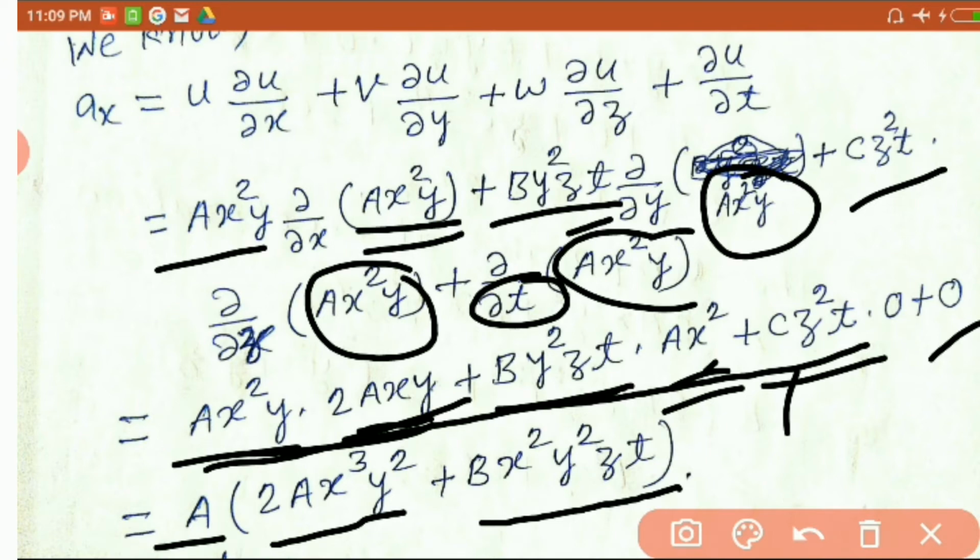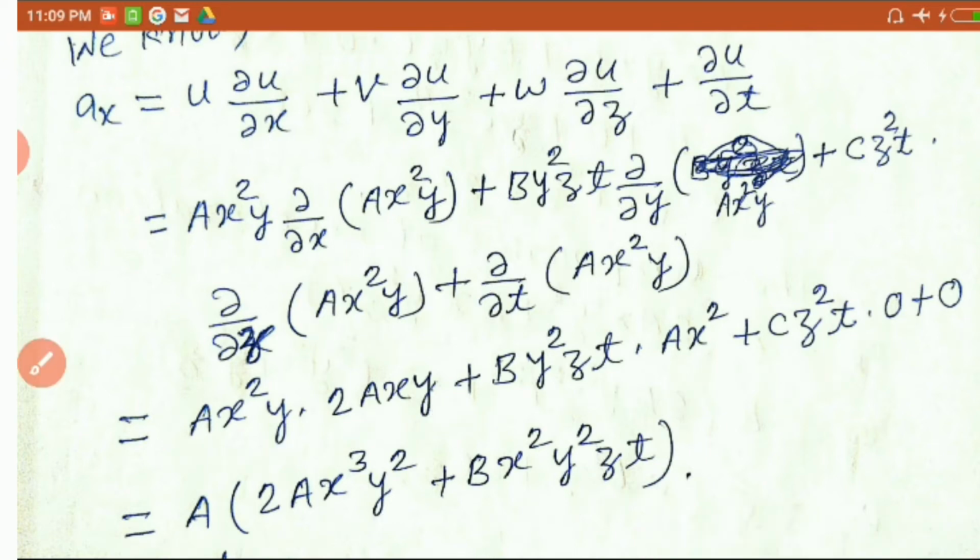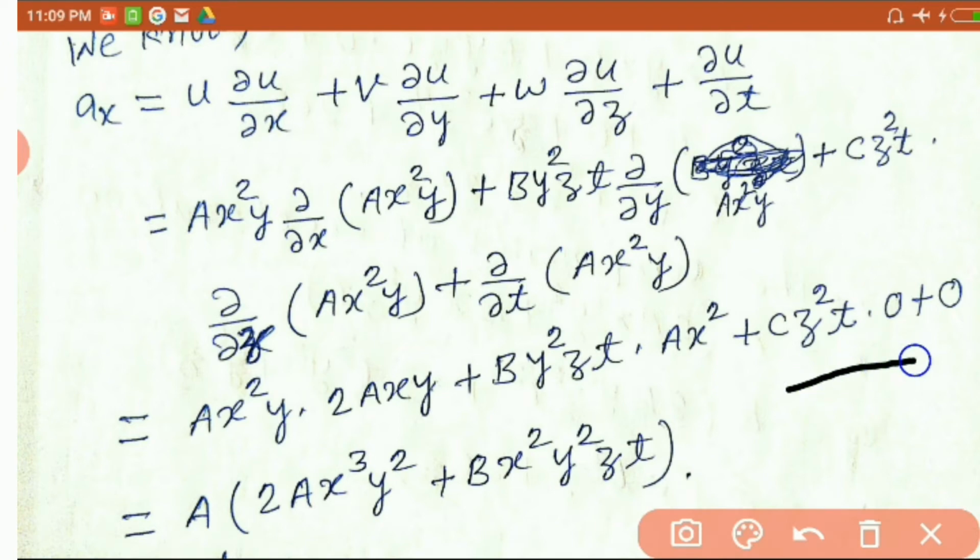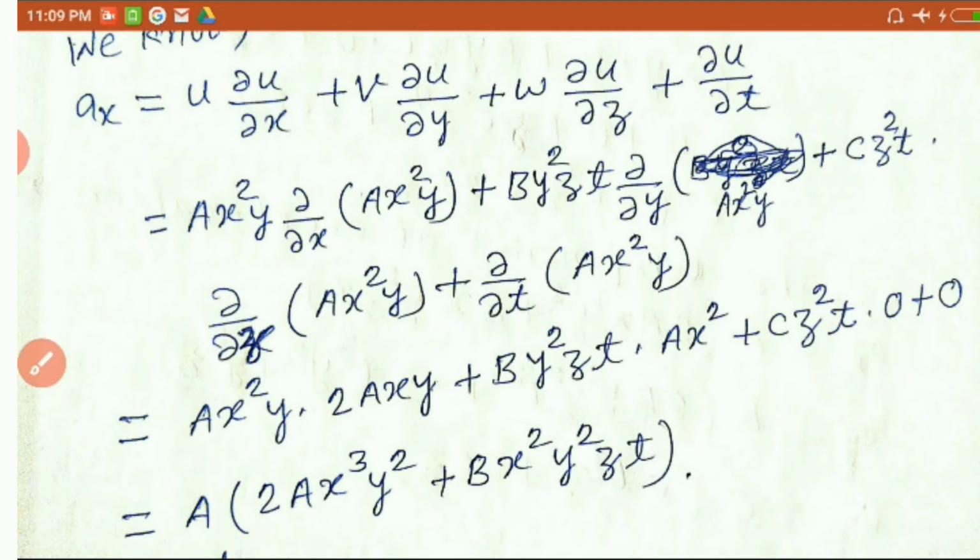And this c square z t dot 0 is 0. So this will be 0. So what do we get? We get the value of a_x, that is equal to a into 2ax cube y square plus b x square y square z t. Similarly we get a_y.